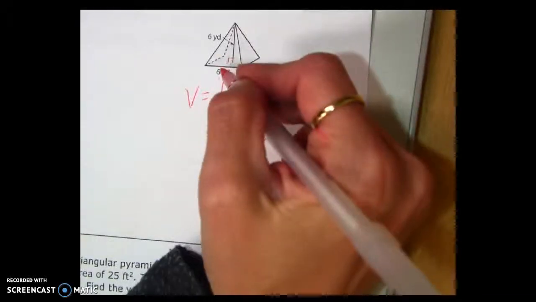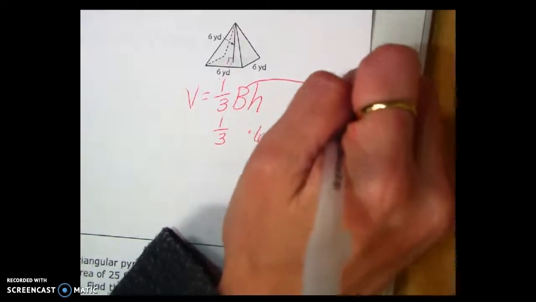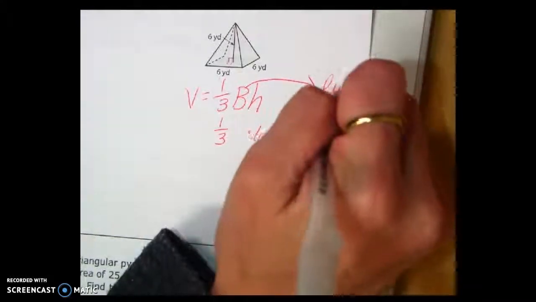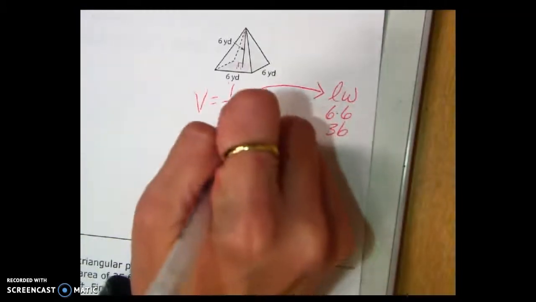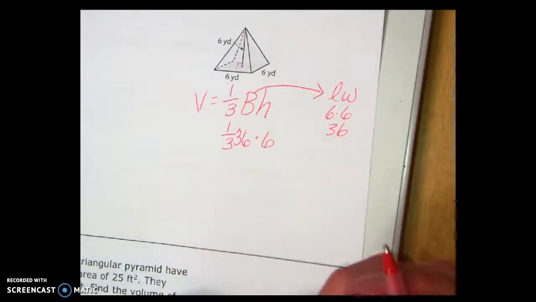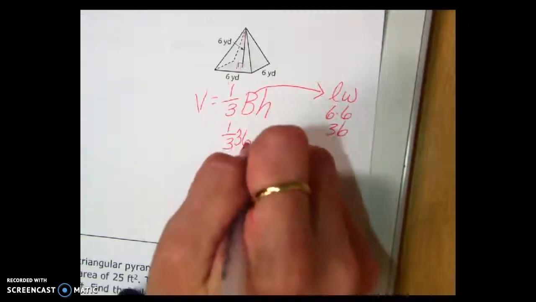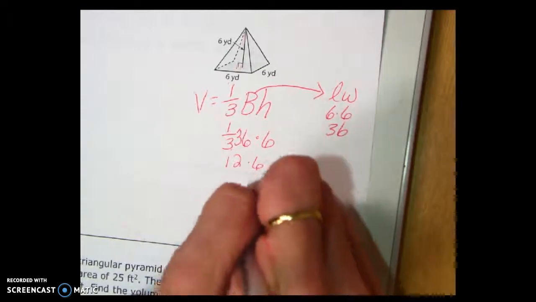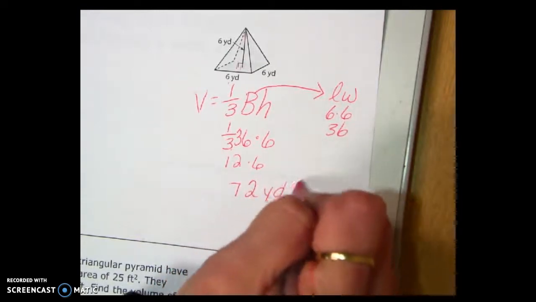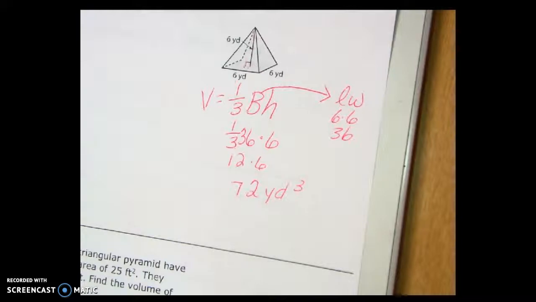Now this is not a triangle on the base. This is a square, so that's length times width, or base times height. Both sides are 6, so that would be 36. So come back and plug in 36. 1/3 of 36 is 12. 12 times 6 would be 72 yards cubed.